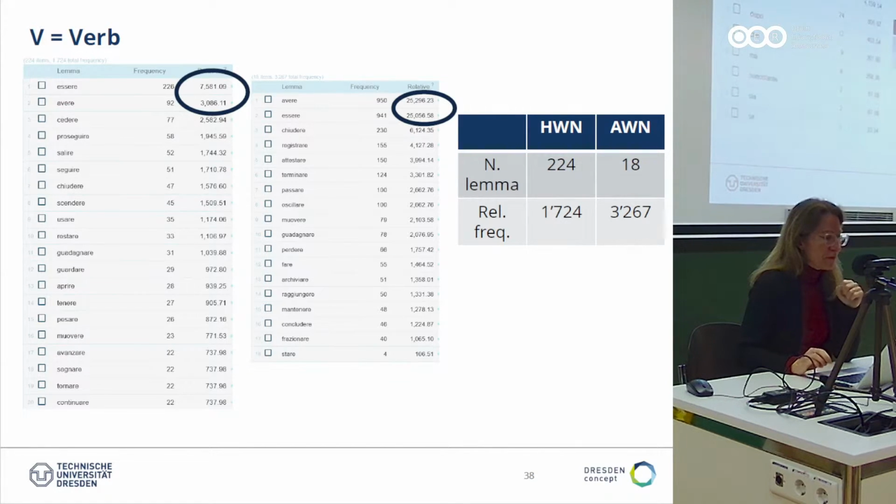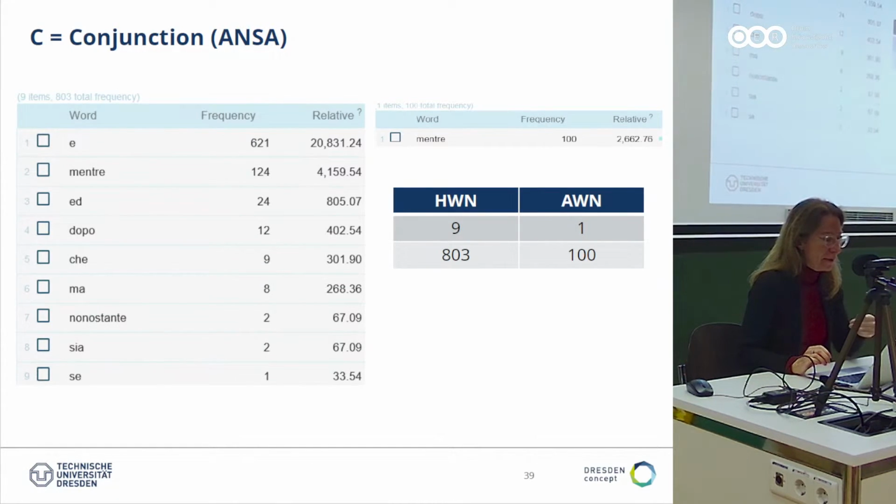The same pattern we find for the conjunctions. The conjunctions in the human written text are 9. And here you have the list. The first one is the conjunction e in Italian, which corresponds to and in English. The second one is mentre, which is while. And the third one is ed, which is just a graphic variant of e. So we have 9 conjunctions, while in the automated text we have only one, which is mentre. And again, we have a difference between the number of lemmas and the number of tokens that these lemmas cover.